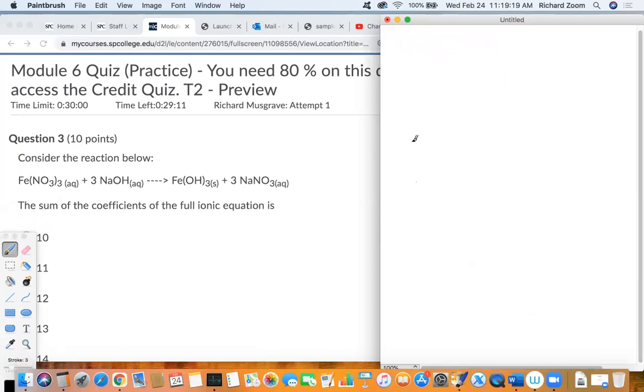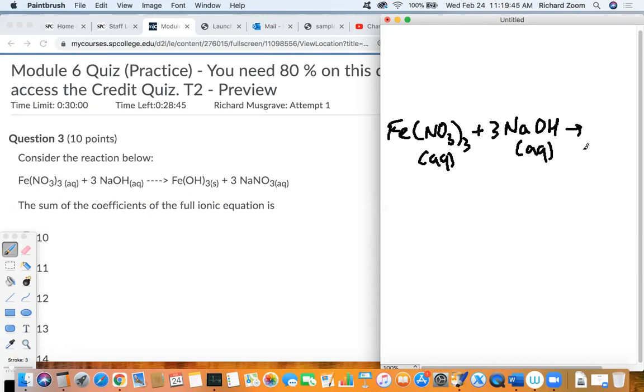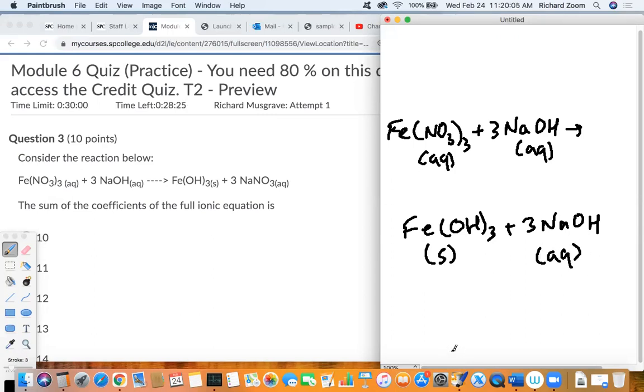So this is what I recommend for this kind of problem. If you're looking at the full ionic equation, the key here, and this is what's really important: you've got these different compounds. Some of them have aq, and some of them have solids next to them. Now, these equations in and of themselves are balanced, so you don't have to do any balancing here. But it's really important to take note of what's solid and what's aqueous. Solid means it's solid. Aqueous means it's an aqueous solution, it's dissolved.